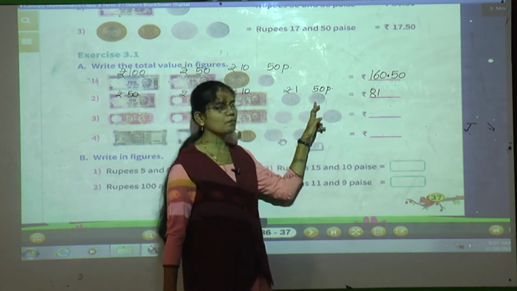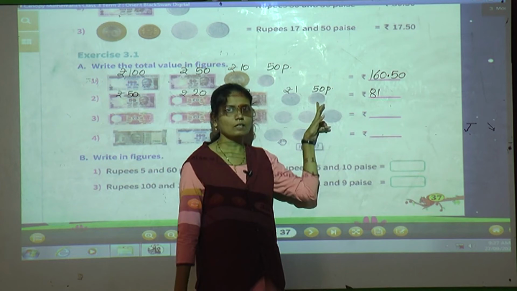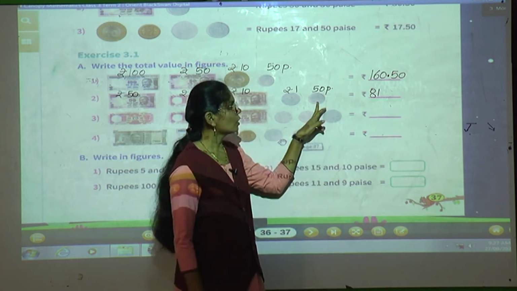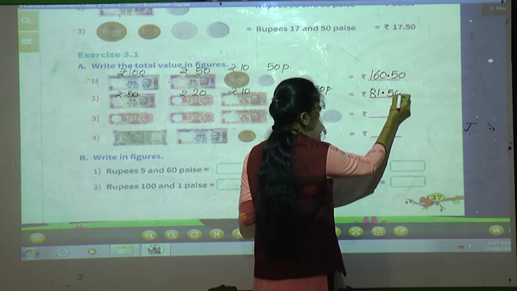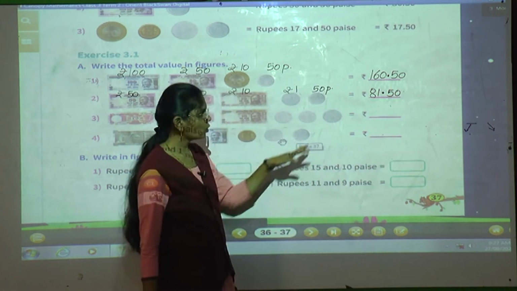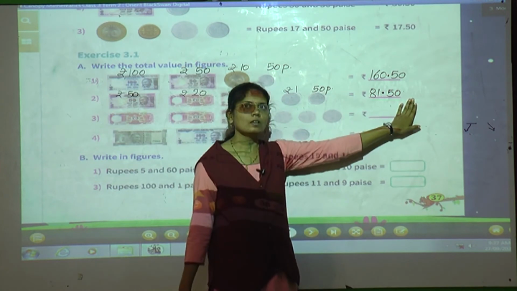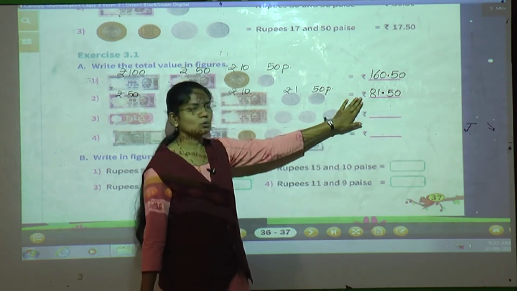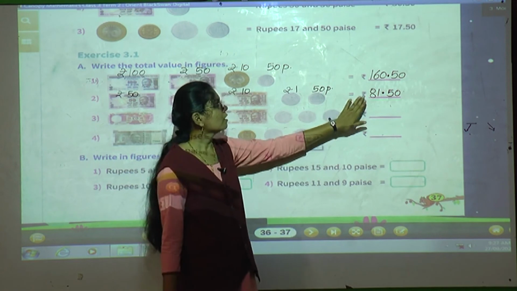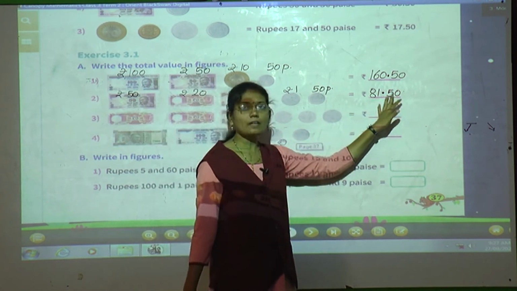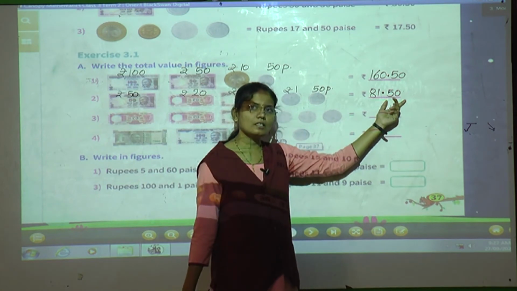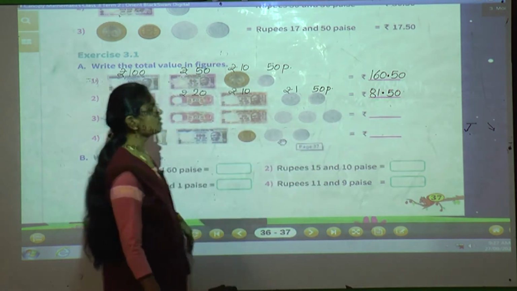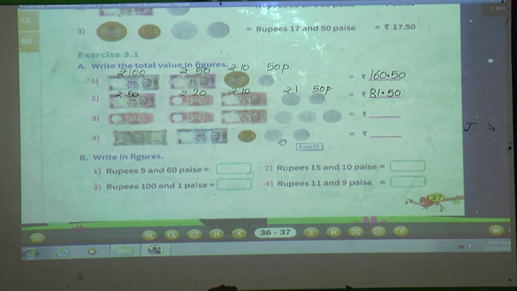Then here 50 paise is there. So what you will do? You will give a dot or point and then we have to write 50. No need to write the symbol for paise. Okay, only you have to write the symbol for rupee. Rupees 81.50. This point means what? This number tells us that it is a paise. Okay, so this is rupees 81.50.